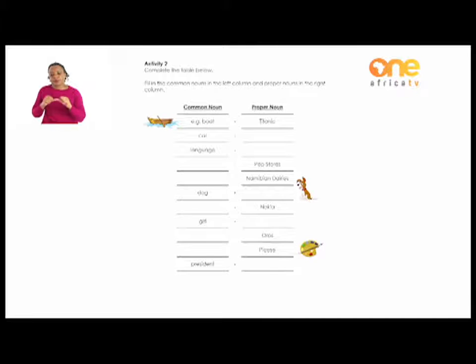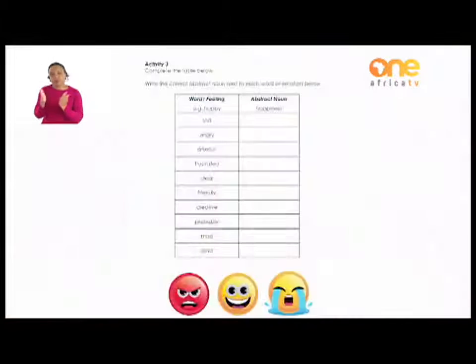Moving on to the next page, and that will be page 6. On page 6, you are going to do activity 3. Now, the instruction says, write the correct abstract noun next to each word or emotion below. I hope that you have paid attention and that you are going to do your activities.